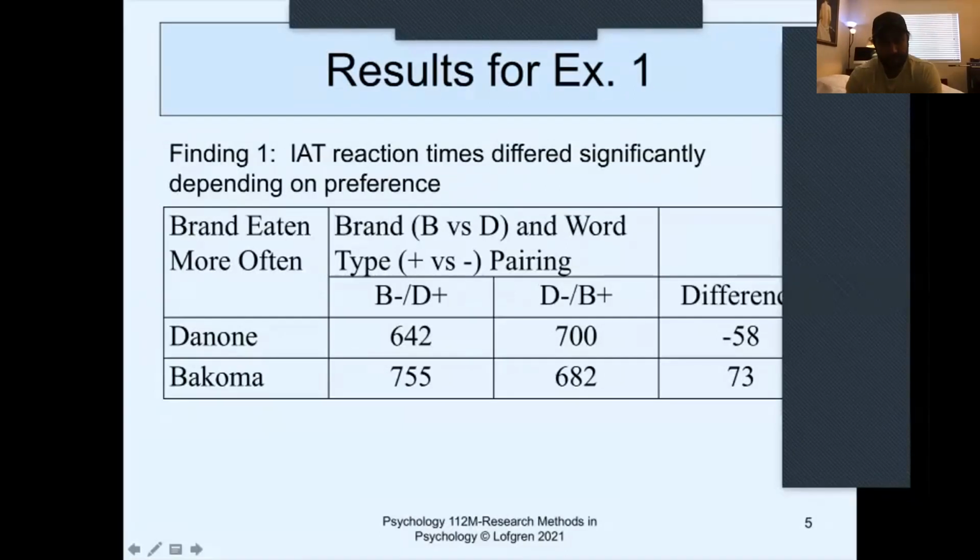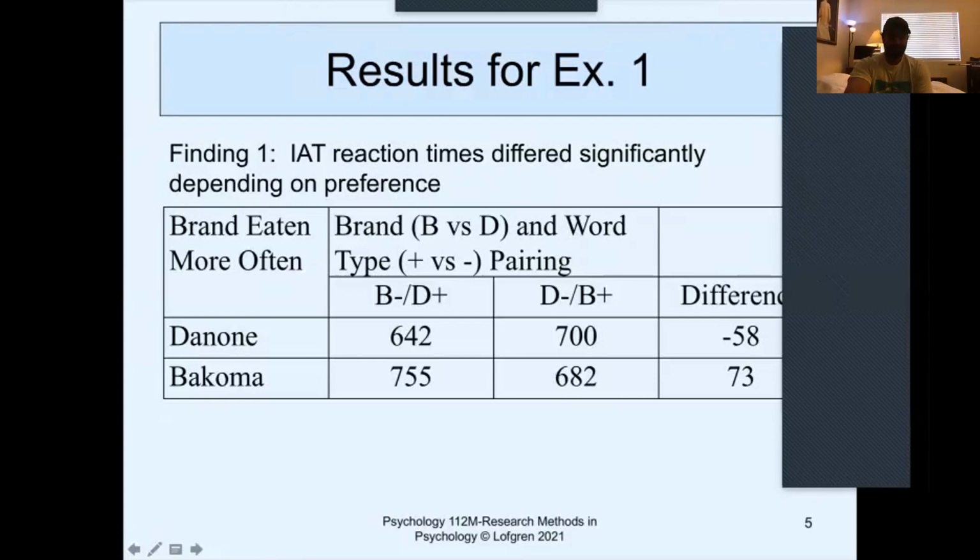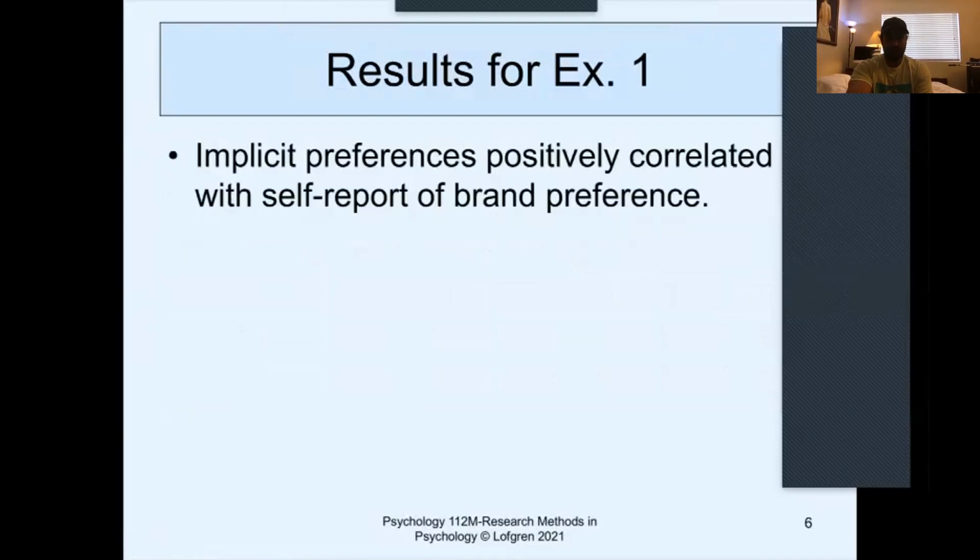So here is a PowerPoint again, and these are the results for experiment 1. The IAT reaction times differed significantly depending on the preference. And we discussed that. For experiment 1, the result we found was that the implicit preference positively correlated with the self-report and the brand preferences.